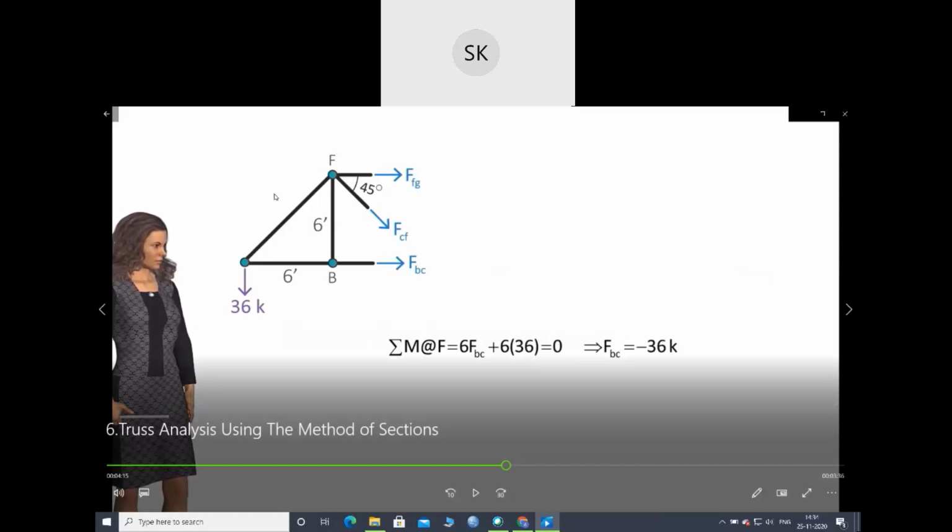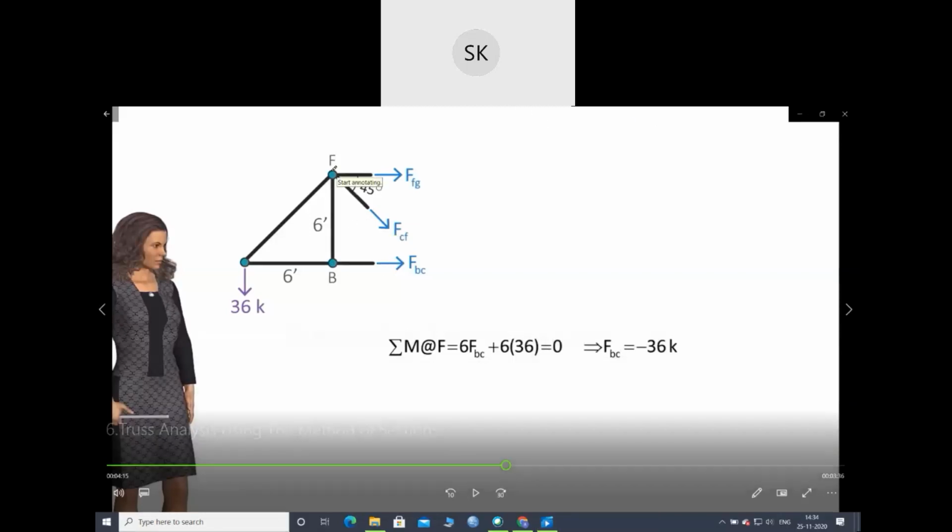So if I write the moment of all the forces about point F equals to 0, what will be the equation? 36 into the 6 meter distance. Okay, next FBC, this is the force and this is the horizontal distance. Let me note. So there are only two forces they are considering.